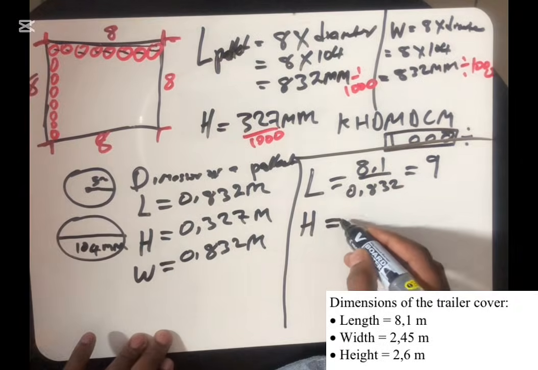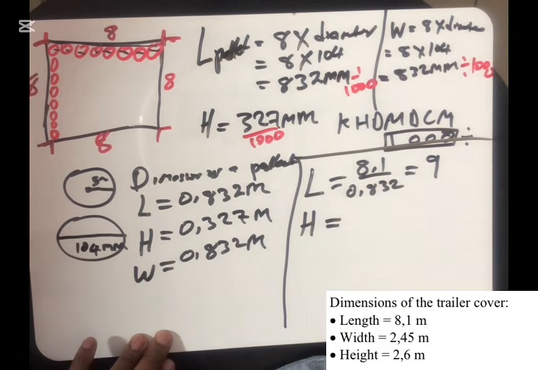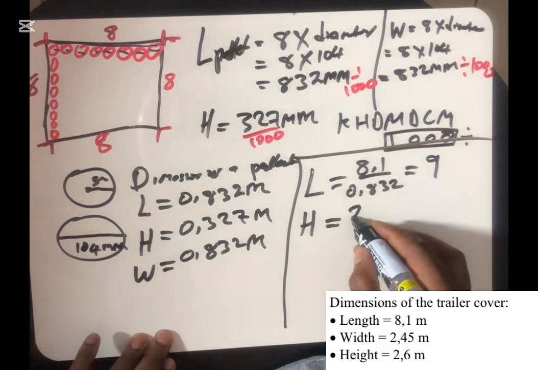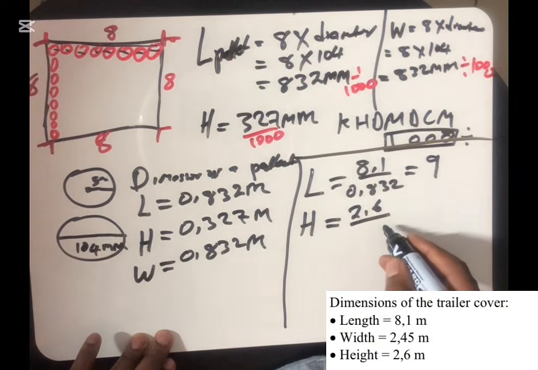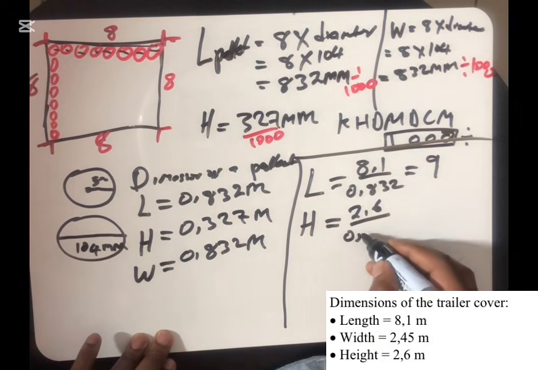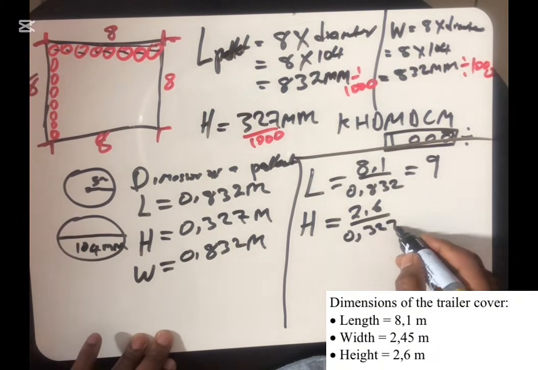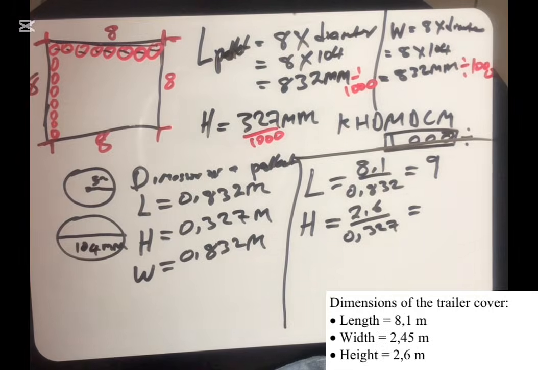Height of a trailer is 2,6. Of a pallet, 0,327. 2,6 divided by 0,327. We have 7 of them.